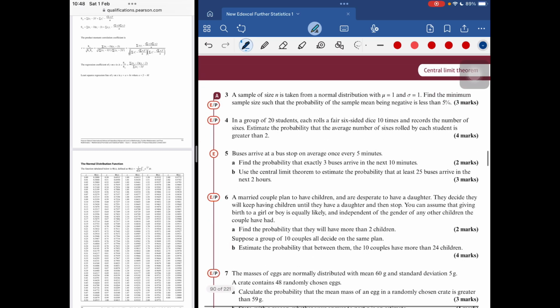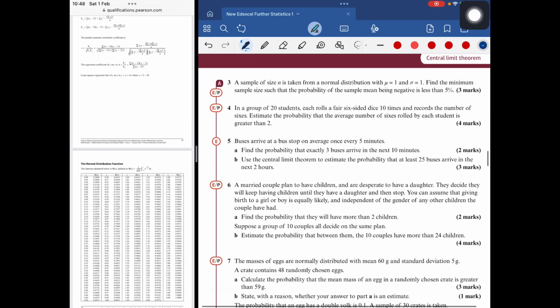And number 3. A sample of size n is taken from a normal distribution with mean 1. So x bar is following a normal distribution with mean 1 and standard deviation 1 over square root of n. We want the minimum sample size such that the probability of the sample mean being negative is less than 0.05. So probability x bar less than 0 will be less than 0.05. So this is what we want to know.